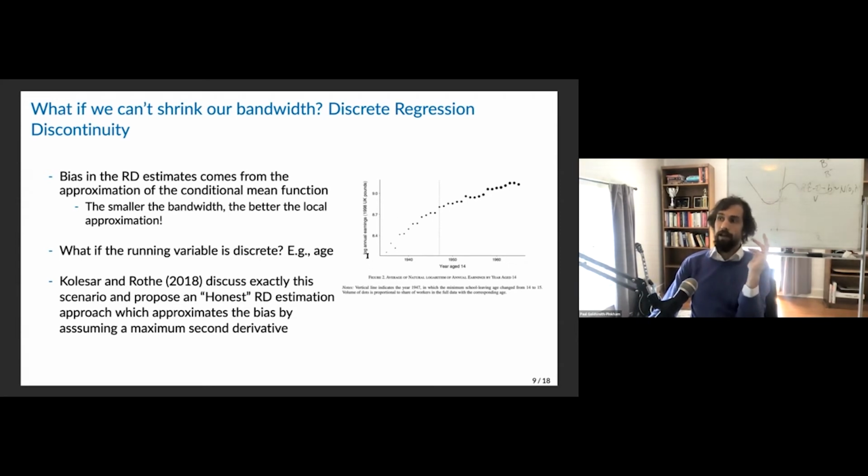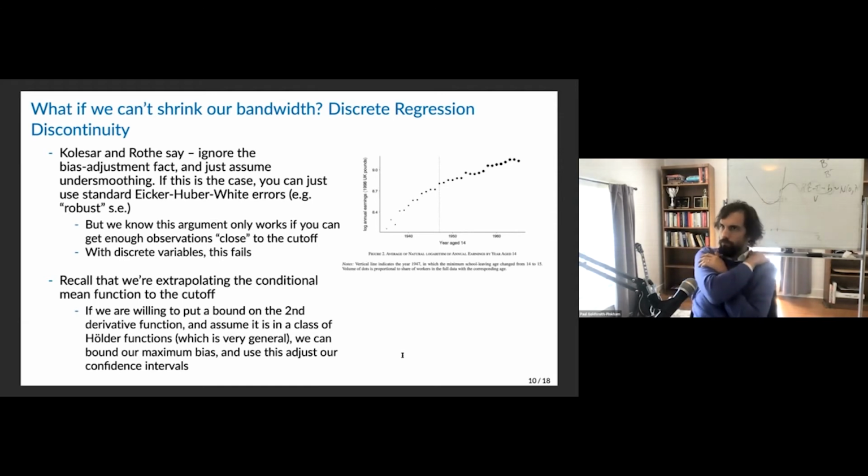But the point is that it's really a function of year. The running variable is in years, and the data is measured in these years rather than being something continuous. I think there's an extremely nice paper by Michal Kolesár and Christoph Rothe in the AER that discusses exactly how to deal with this. What they propose is this honest RD estimation approach, which approximates the bias you get from using a discrete running variable by assuming a maximum second derivative. It tries to account for the fact that you're going to have to interpolate pretty much no matter what.